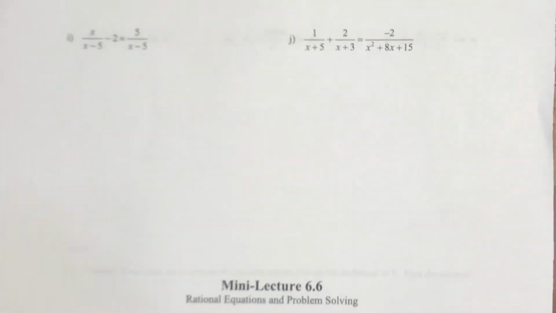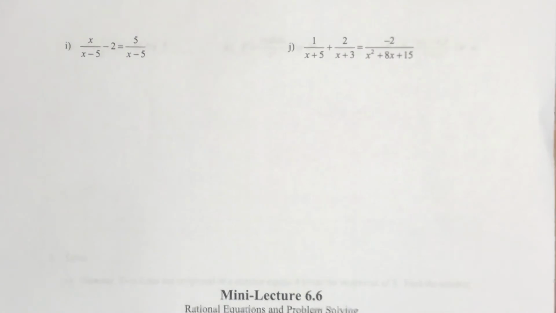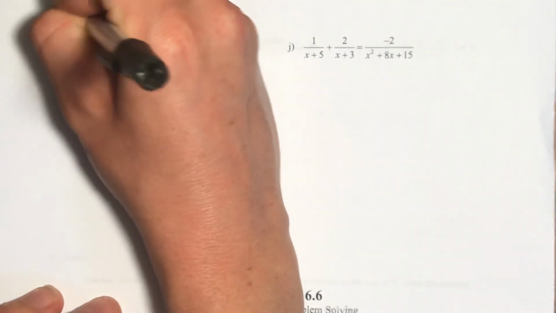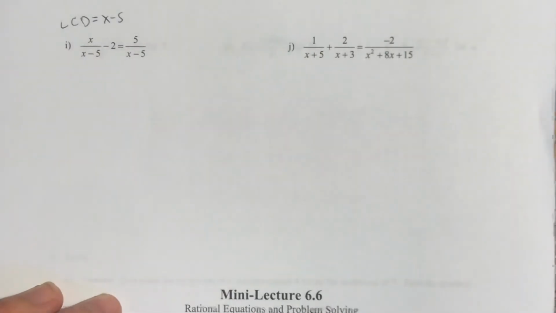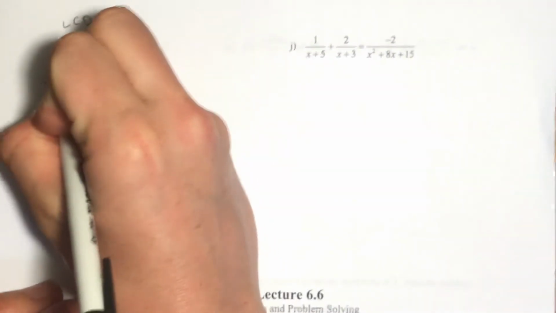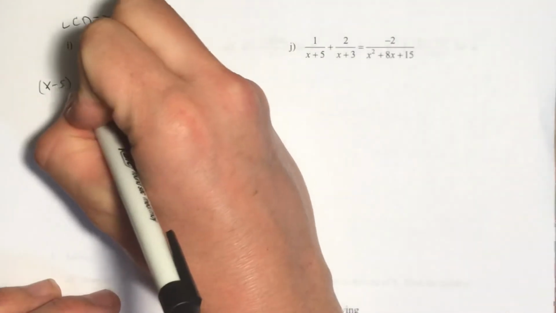The next example. X over x minus 5 minus 2 is equal to 5 over x minus 5. Okay, the LCD is x minus 5, the only denominator. So multiply both sides by x minus 5.